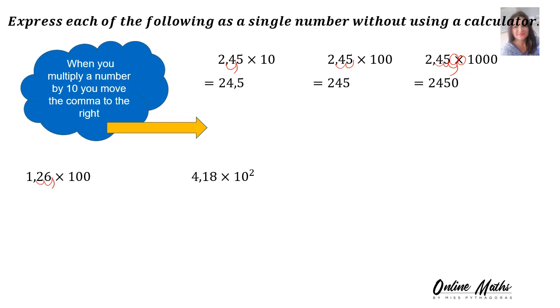At the bottom here, 1,26 times 100 means you move your comma twice. Once, twice, 2 places. Therefore, the answer 126. And then 4,18 times 10 squared is the same as 4,18 times 100. And times 100 means you move your comma twice. Once, twice. Therefore, the answer 418.